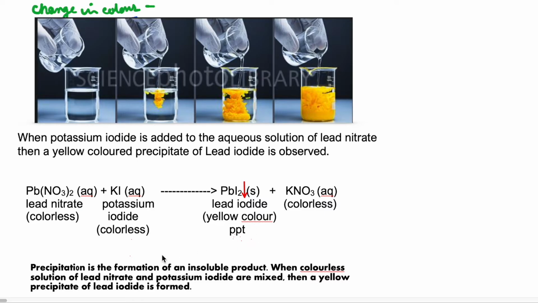So we can say that precipitation is the formation of an insoluble product when colorless solutions of lead nitrate and potassium iodide are mixed. Then a yellow precipitate of lead iodide is formed, which is shown with an arrow pointing downward. This is how the formation of precipitate is shown in a chemical reaction.